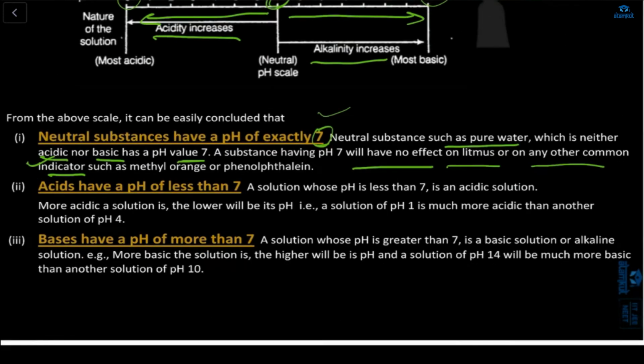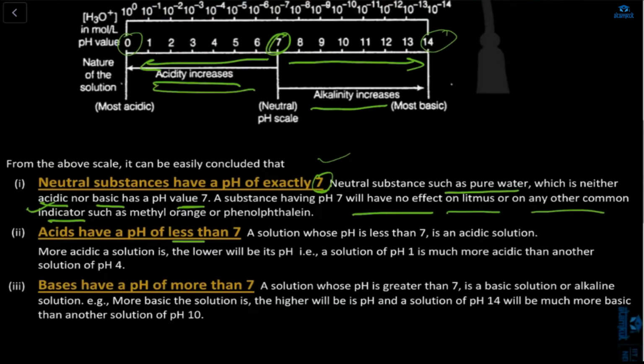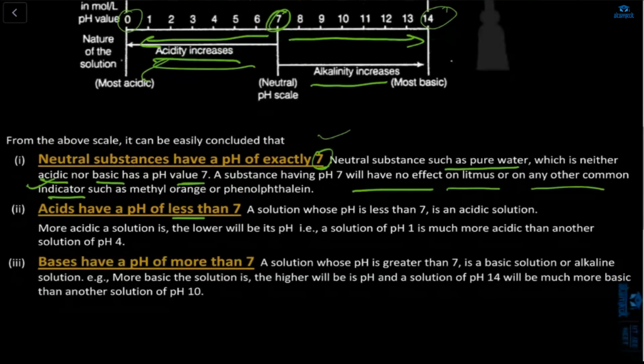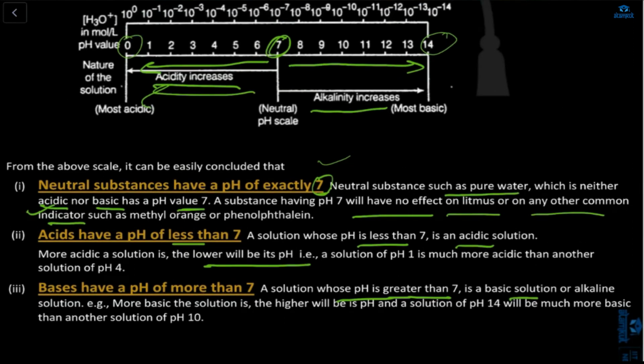Now, acids have a pH value less than 7. This part is the acid part. A solution whose pH is less than 7 is known as an acidic solution, and one whose pH is greater than 7 is known as a basic solution. The more acidic the solution, the lower will be its pH. A solution of pH 1 is more acidic than a solution of pH 4.